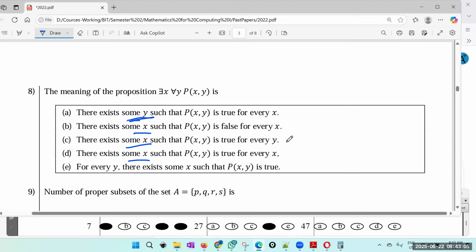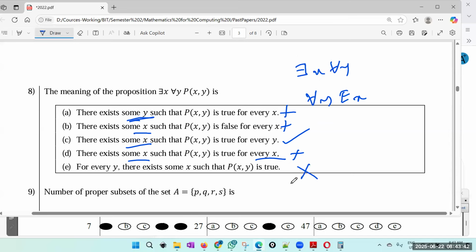P(x,y) is true for every y. Yes, this is correct. P(x,y) is true for every x. No, P(x,y) must be true for every y. Here both three are referring to x. What about this? For every y, there exists some x such that P(x,y), but that is the reverse way. Remember, exists x, all y is not the same as saying all y, exists x. Those are two different things. This means for at least one x, for that x, every y. This means for all y, there's at least one x. Those are two different things.